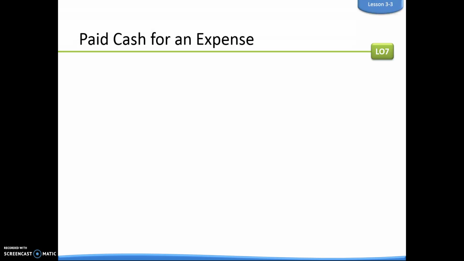Next up, if we paid cash for an expense. So again, notice that all of these are transactions that affect owner's equity. A sale for cash is owner's equity.